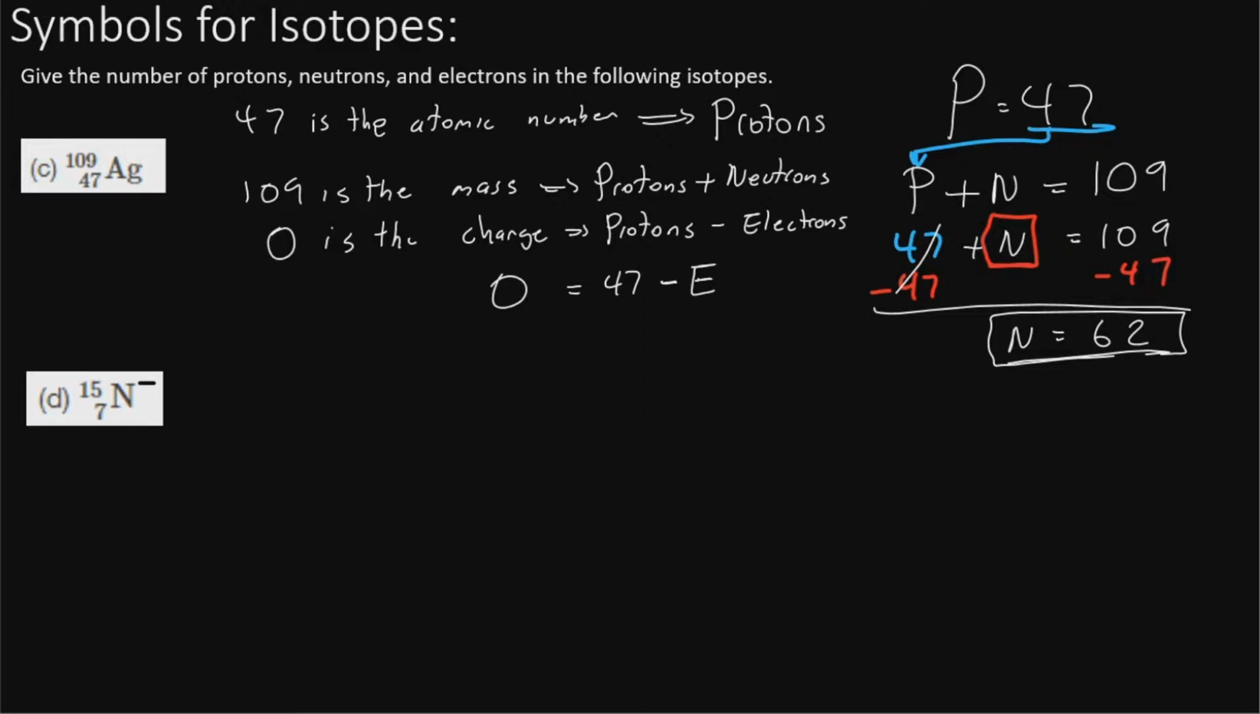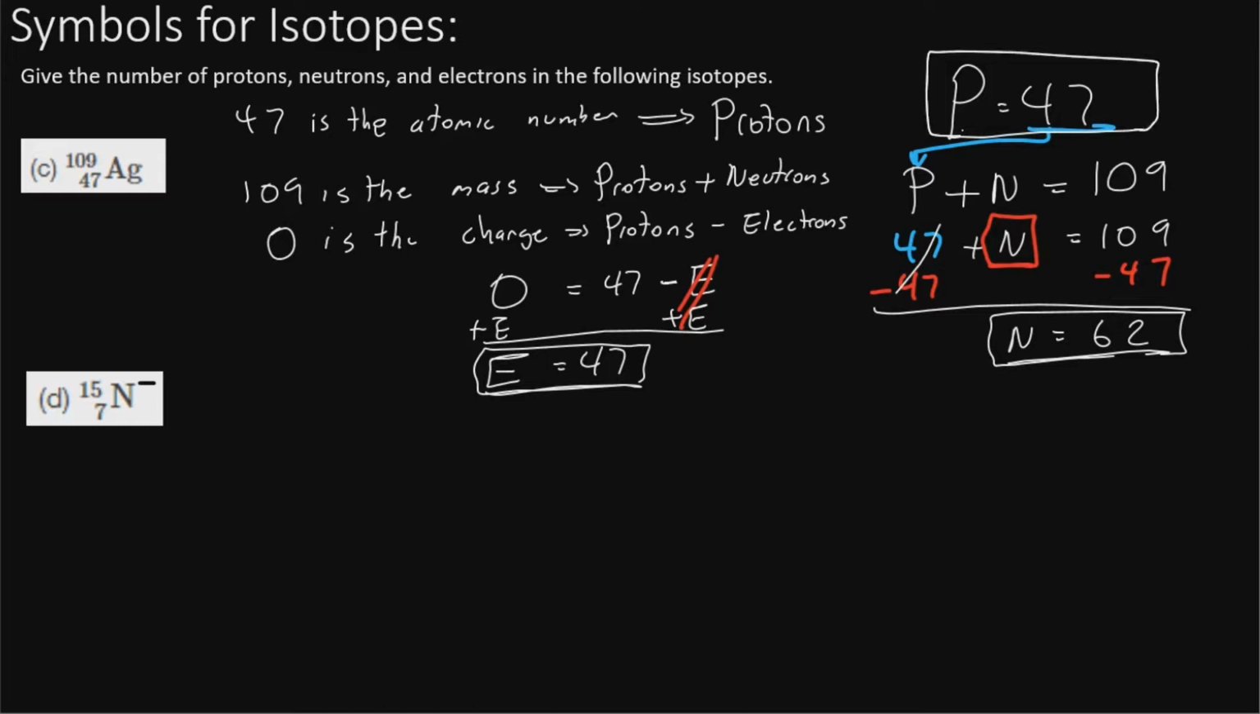Now, all we need to do is add E to both sides. On the right side, the negative E and the positive E will cancel out. This gives us E on the left equals 47. Notice that this is the same as the protons. This will be the case as long as there's no charge.